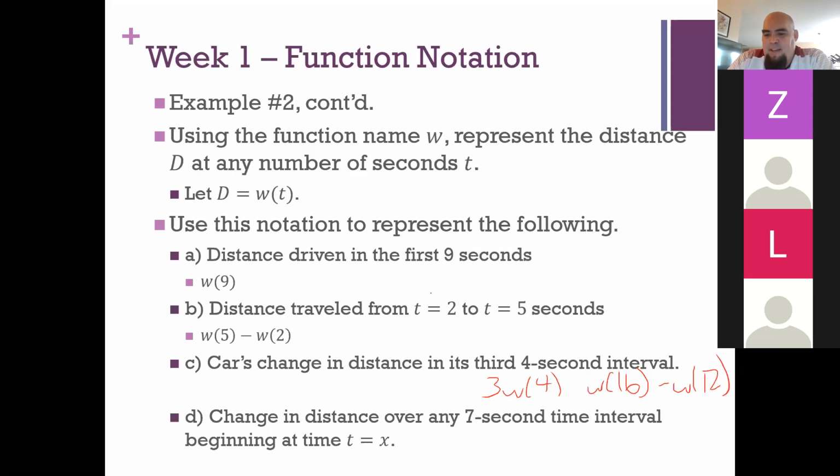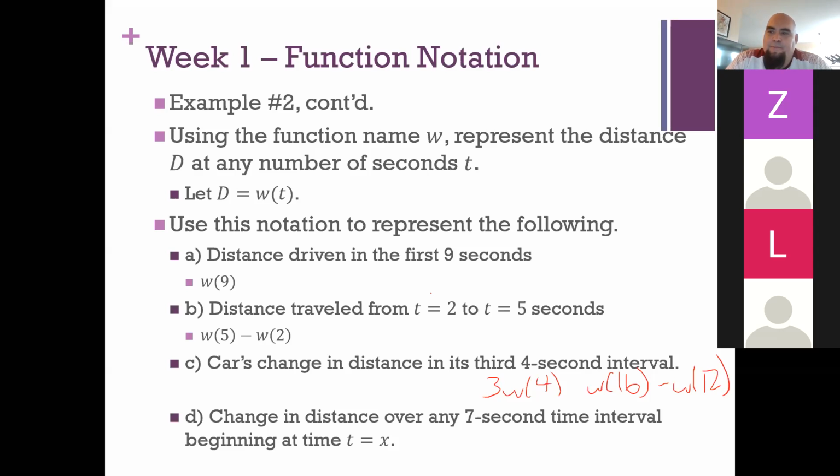I will tell you that W of 16 minus W of 12 is a lot closer, but I still think we need to edit that a little bit. So let's think about this. The first 4-second interval, what would the beginning and ending times be for that first 4-second interval? 0 and 4.